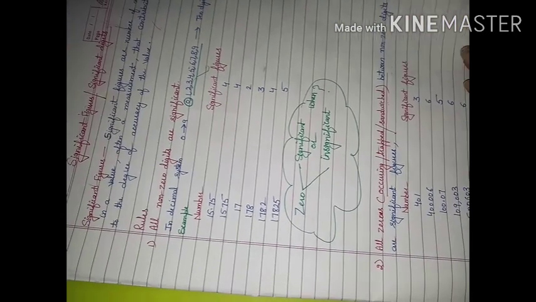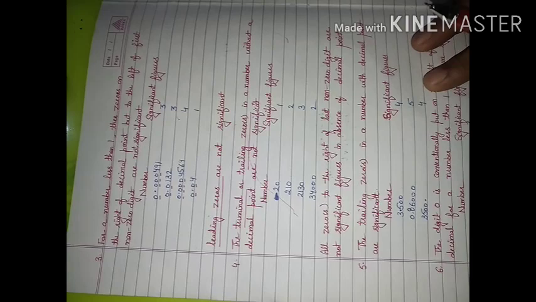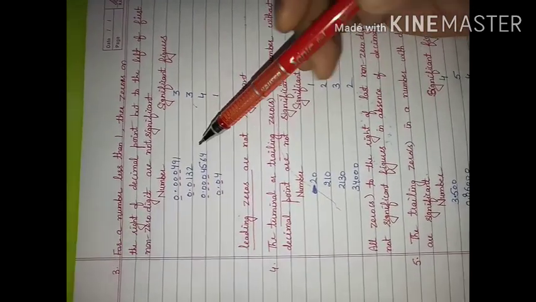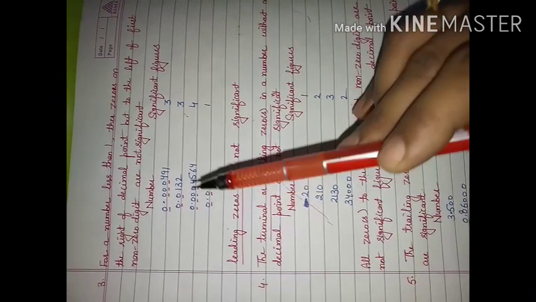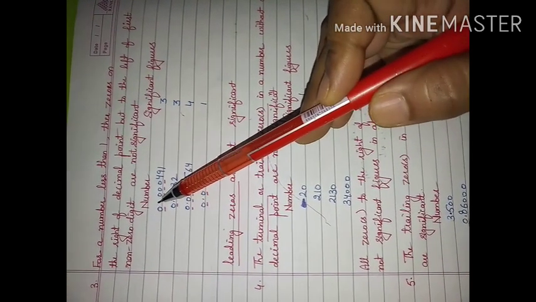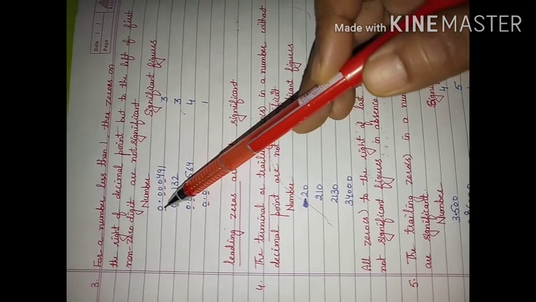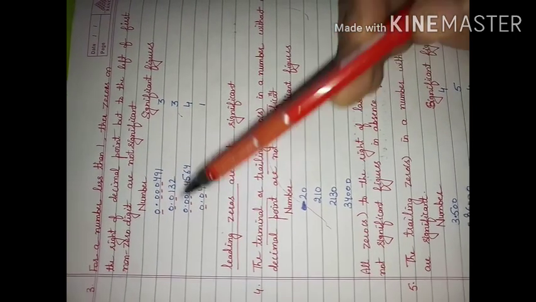Next case we will consider about 0 only. In this part, I will discuss leading zeros. Leading zero means these types of zeros. When a number is less than 1, it is a convention that before the decimal we will write 0. So this 0 is always going to be insignificant. We will not consider this to be significant.